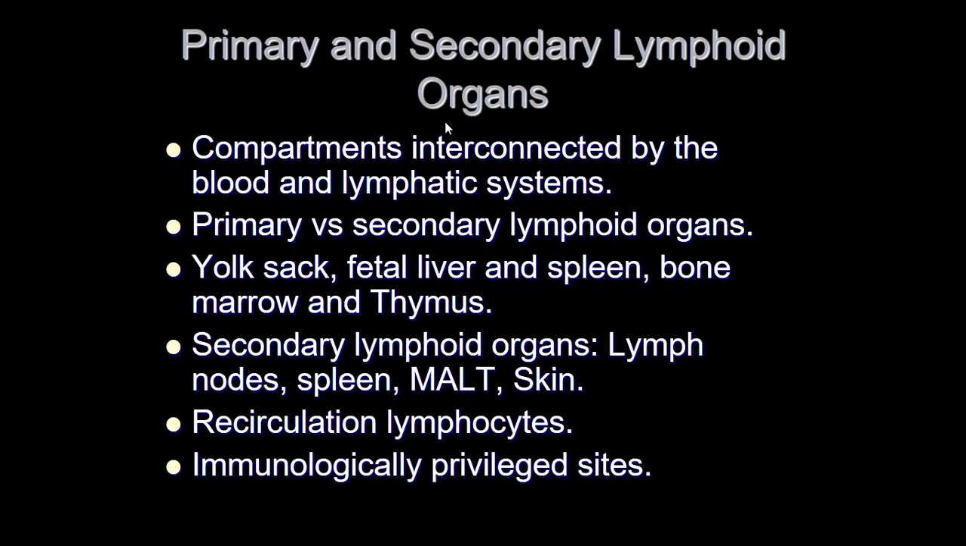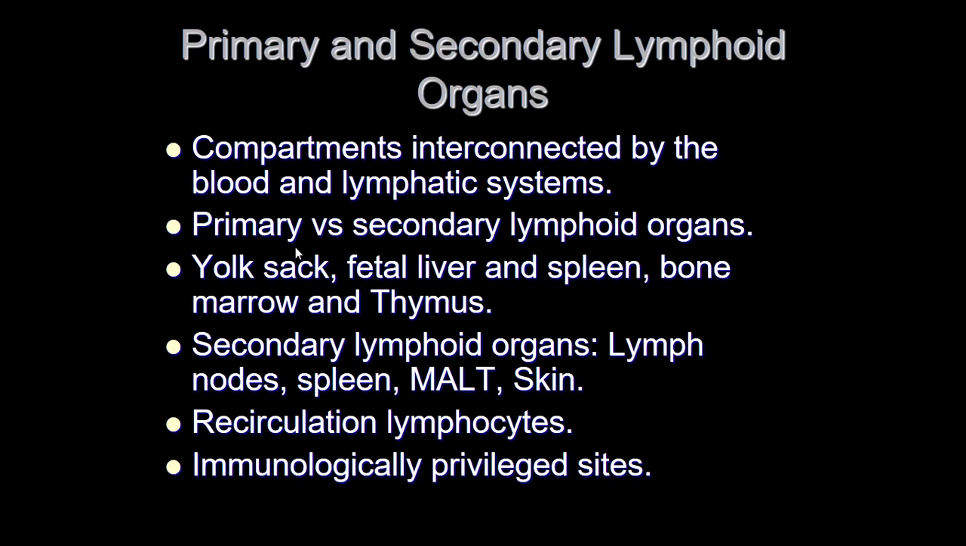The bone marrow has compartments that usually are interconnected by tissues, and lymphoid cells are present within these compartments. So it is very important to know that we have the primary, which is the origin here, and then the secondary lymphoid organs, and you have to know the types of cells that form these compartments.